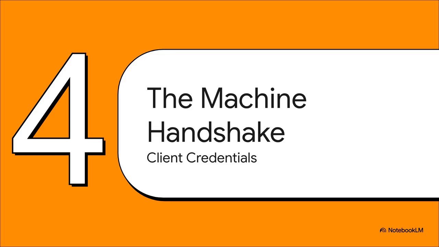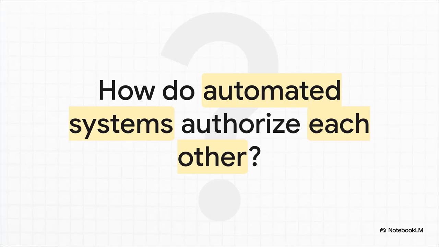Okay, that user flow is great, but what happens when there's no human around to click an approve button? How do automated systems authorize each other? Think about a script that runs every night to automatically check the inventory at a store. It needs access to that inventory system, for sure, but there's no user sitting there to log in for it.